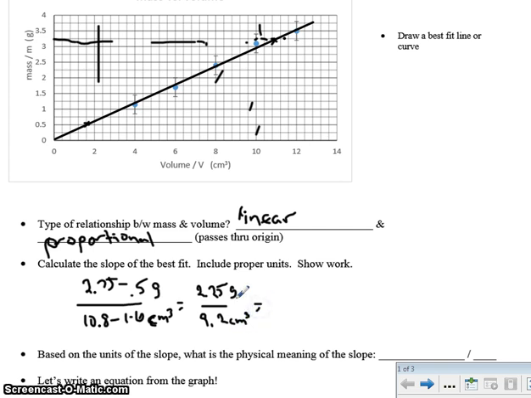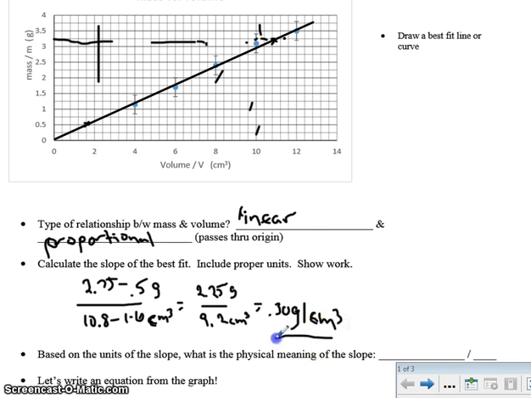We don't leave things as fractions, so if we do 2.25 divided by 9.2, we see that this is rounded to about 0.30, and I have to keep the units, so I've got grams divided by cubic centimeters.